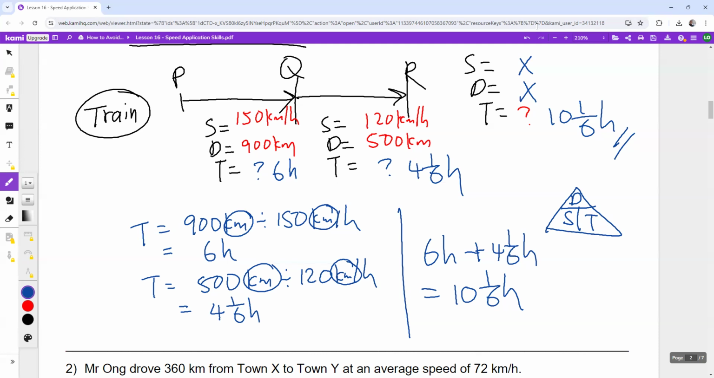All right. So you can see that this question is a two-part journey, and in this question we are using the method to find the total time. In the next lesson video, we'll be looking at how to find the total distance for a two-part journey.